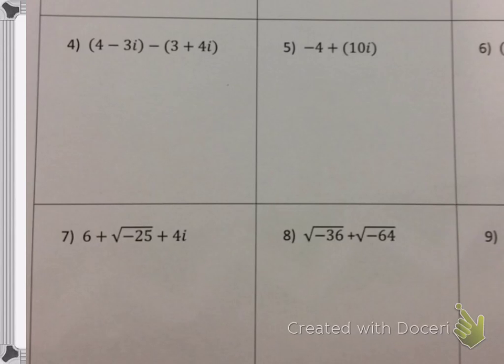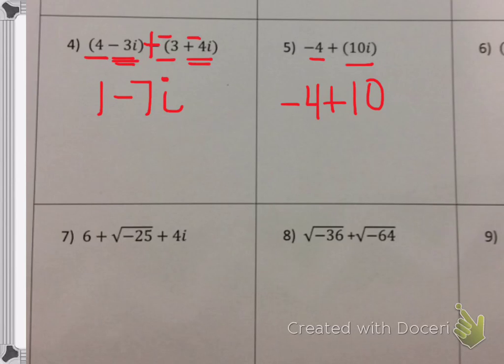Okay, this next one is a subtraction problem. So I need to change this to a plus sign and take my negative through to both parts of this. So I actually have 4 minus 3, which is 1. And then a -3 minus 4, which would be a -7i when you combine those together. Here on this one, these are not like terms. I cannot combine them together, so I'm just going to rewrite it as -4 plus 10i.